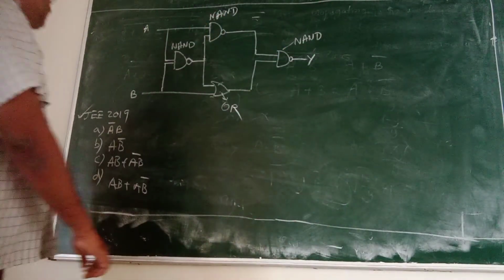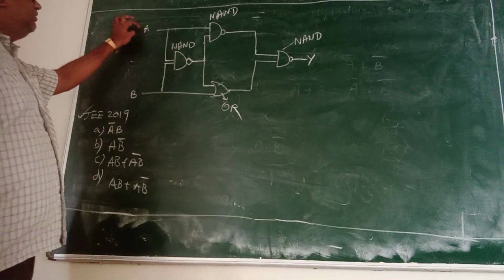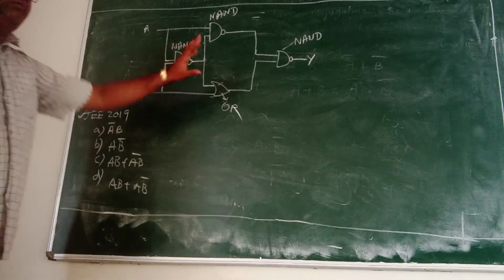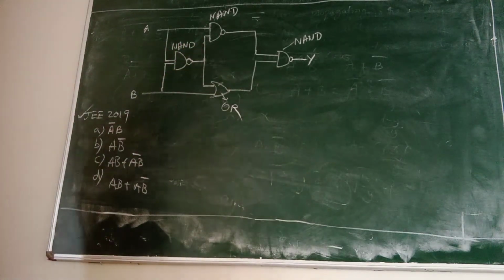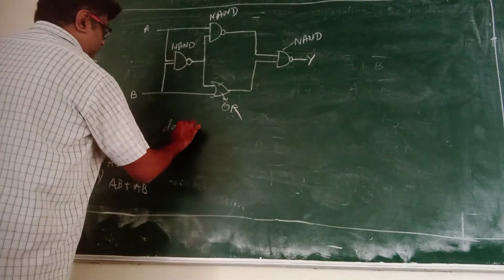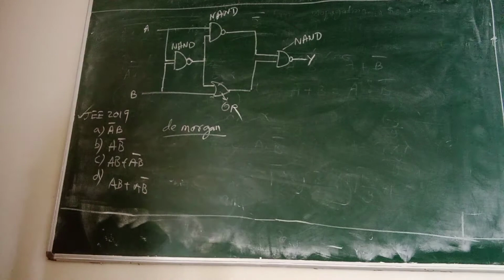Okay. Now this type of question, you can pass some signal A = 0 and B = 1 and you can solve. But it's going to take a lot of time. So we are going to use De Morgan's law while solving it. I told you about De Morgan's law.